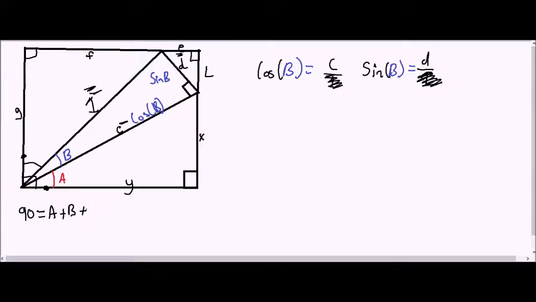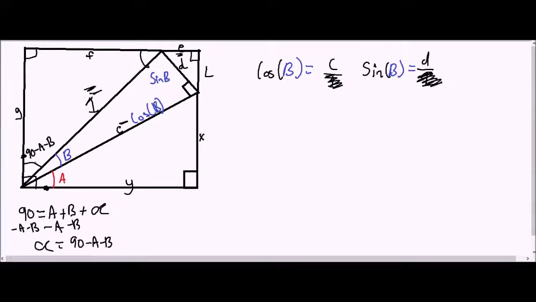This angle, the mystery angle, I'll call it alpha. What angle is missing over here? Well, I can just solve for it using algebra. I'll subtract A and B from both sides, and I'll get that alpha is equal to 90 minus A minus B. So this angle right over here is 90 minus A minus B. Now what does this angle have to be then?